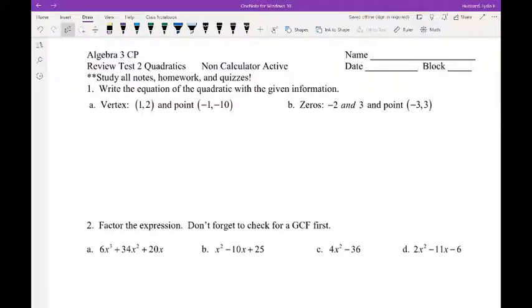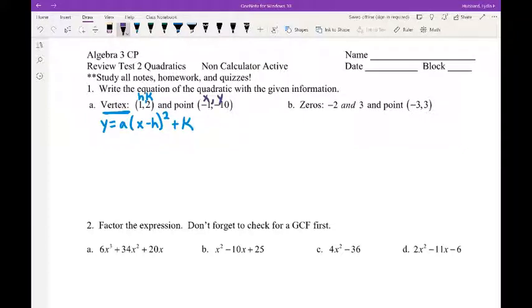So first thing we're going to do is write the equation of the quadratic with the given information. It didn't specifically say what forms we needed to use, so we have a little bit of free reign there. But there are some specific forms that are going to help us the most. So starting with the first one, we're given the vertex and a point, and so that vertex is a hint. We're going to use vertex form, which is y equals a times (x minus h) squared plus k, where our vertex is (h, k), and the point that we use is going to be (x, y).